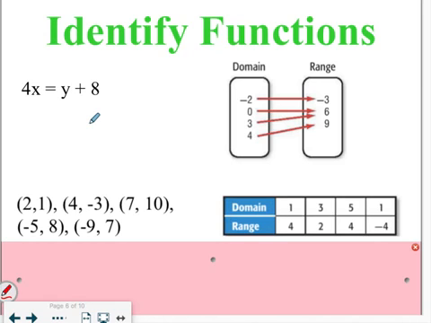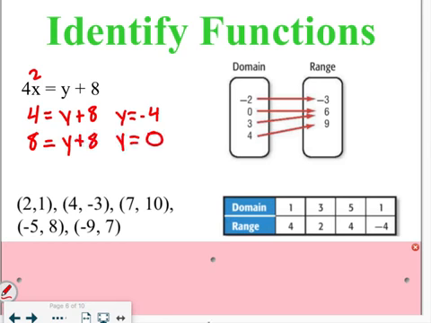So if I plug in 1 for x, I get 4 times 1 is equal to y plus 8. So that means something plus 8 is going to have to give me an answer of 4, and our answer is -4. So when I plug in 1 for x, I get an answer of -4 for y. The next thing I would check is 2. So I get 8 is equal to y plus 8. That gives me y is equal to 0.